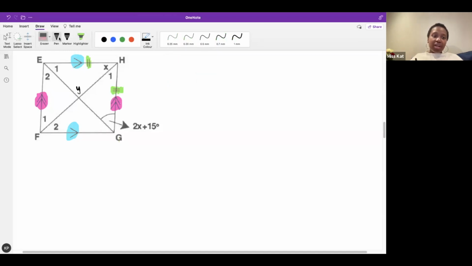Now, guys, I want us to work out X and Y. We have established what shape this is. We know the lines are parallel. We know the lines are equal. What is X, guys? Anyone? Someone?